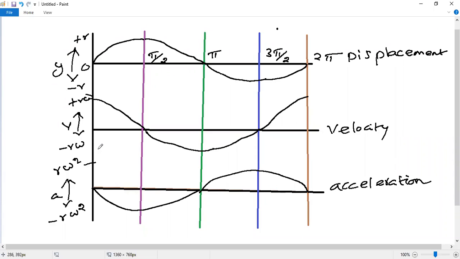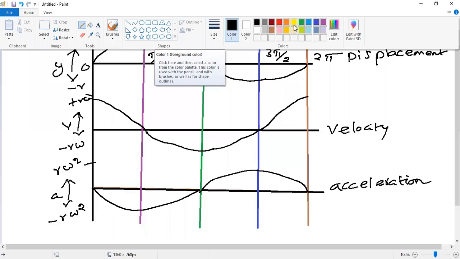Up to now, we discussed the particle initially at the mean position. Next one, it is when the particle is initially at the extreme position. For extreme position, just note it down. It is for your understanding only. For extreme position, okay, red color.